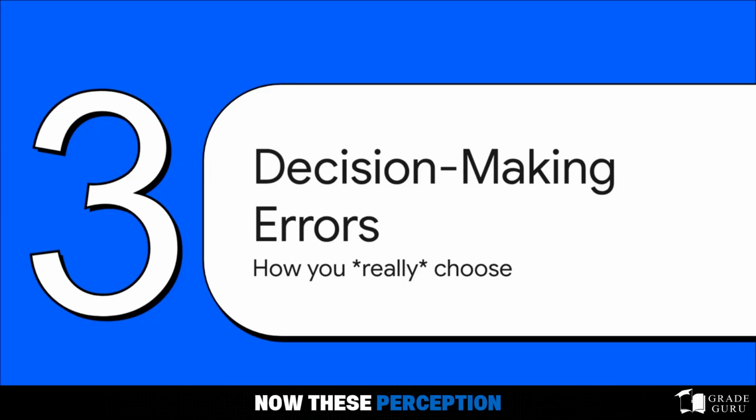Now, these perception traps, they don't just stay in our heads. Nope. They directly impact our choices. And that brings us perfectly to section 3, decision-making shortcuts and errors.